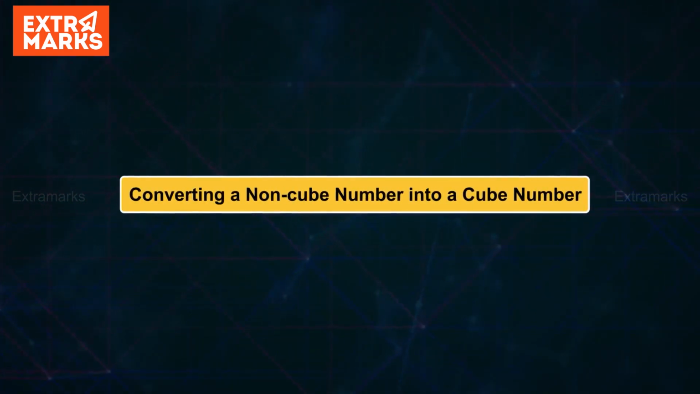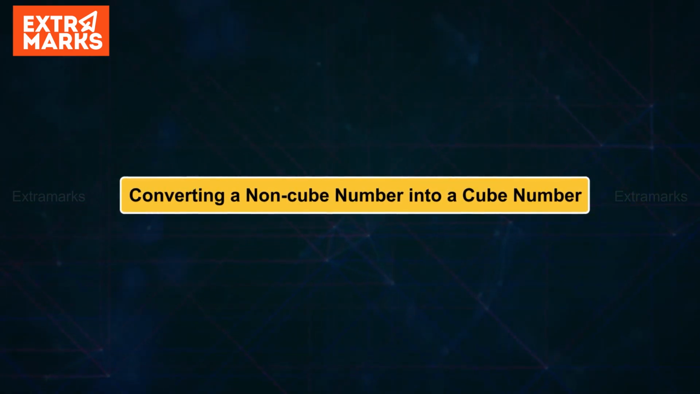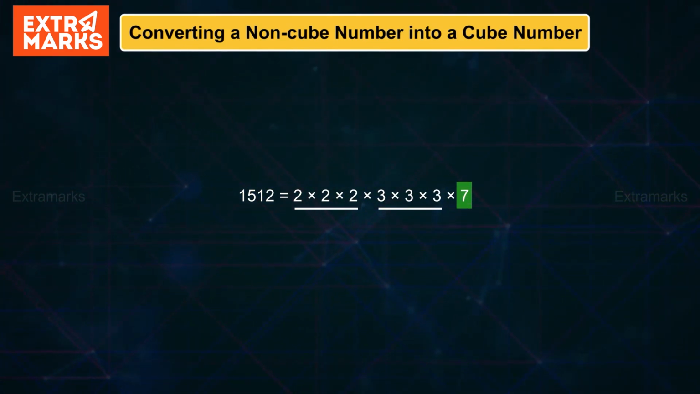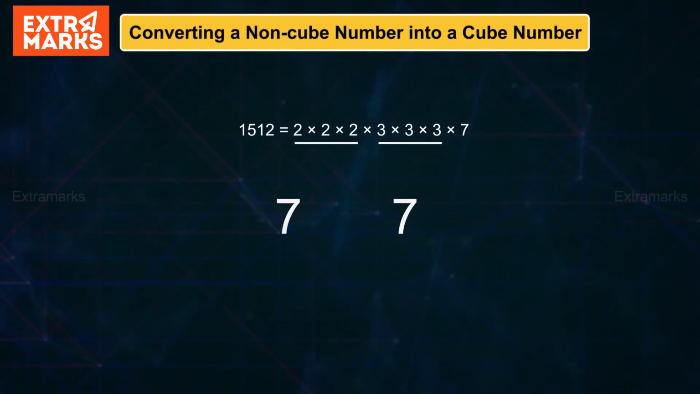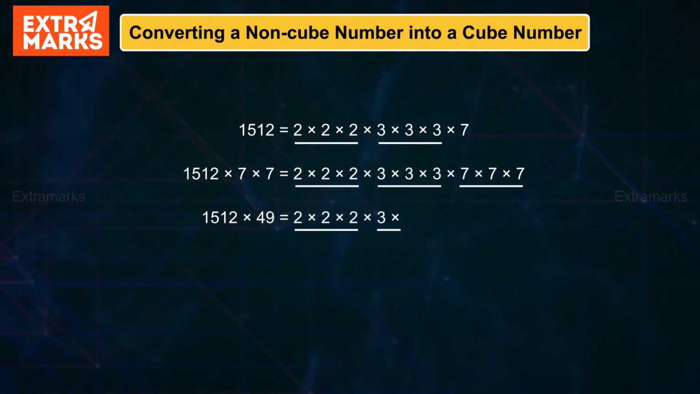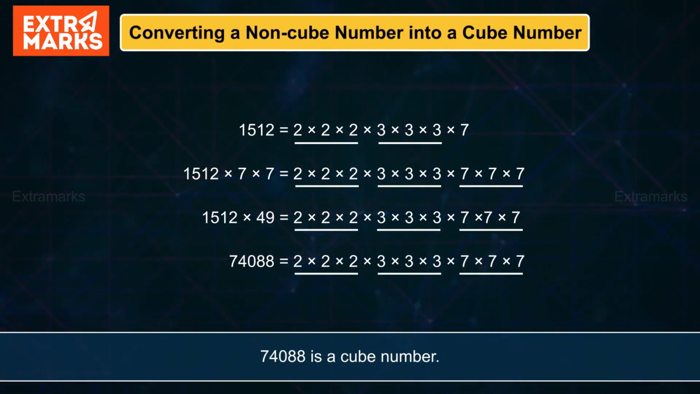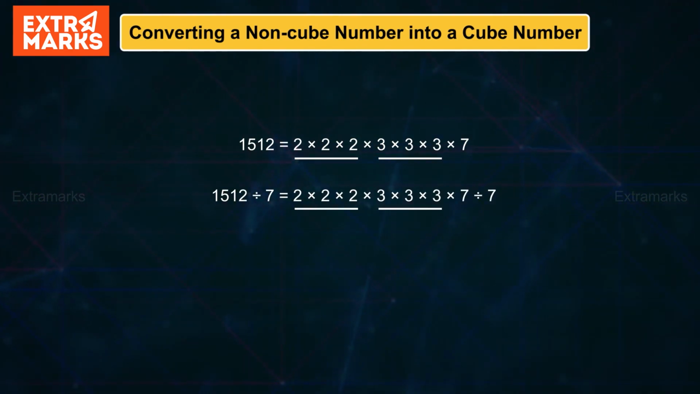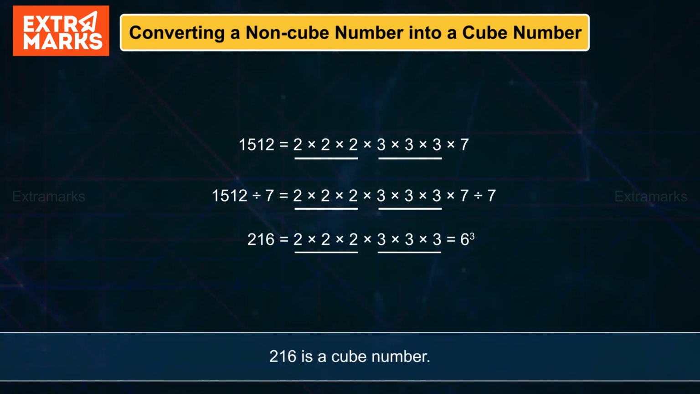Let's see how we can convert a non-cube number into a cube number. Take the same number, 1512. Here, 1 factor 7 is not grouped into a triplet. So, we need 2 more 7s to form a triplet. Hence, we multiply 1512 by 7 2 times, or multiply by 49, to get the product as a cube number. There is one more way to convert the non-cube number into a cube number. See, if we divide the number 1512 by 7, then again we get a cube number.